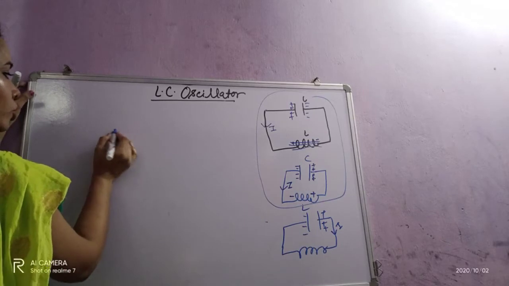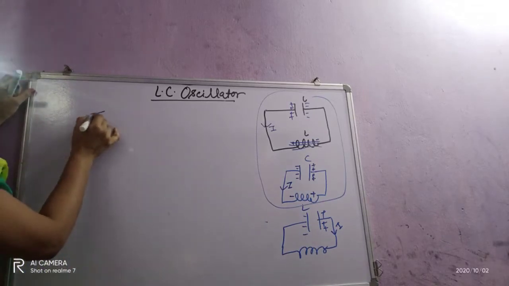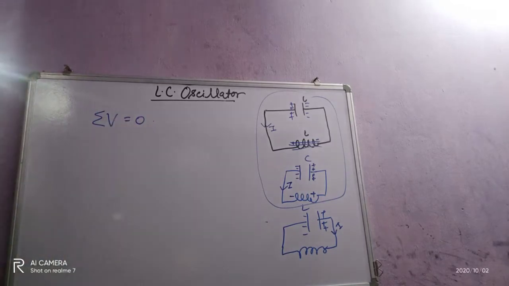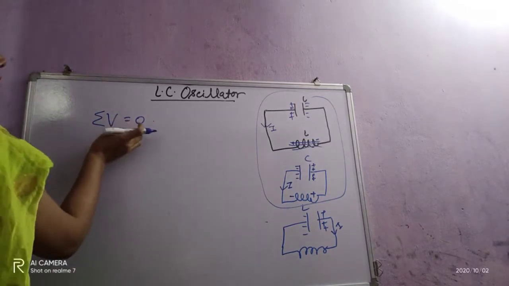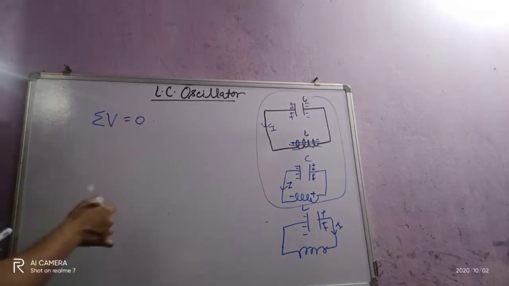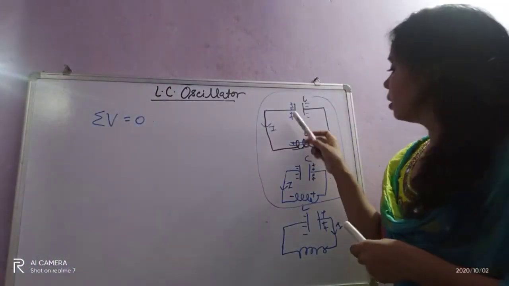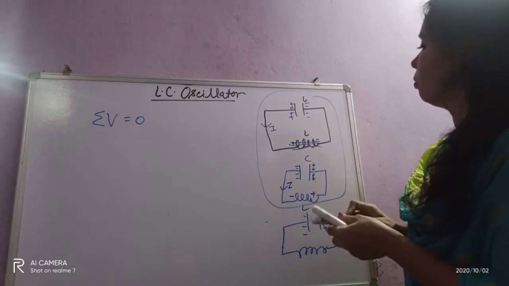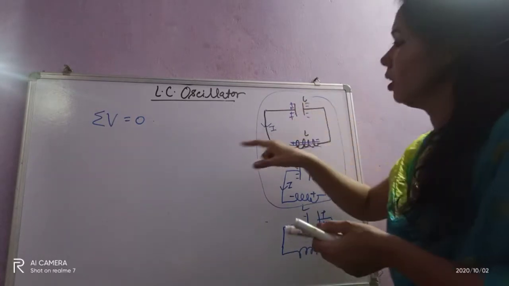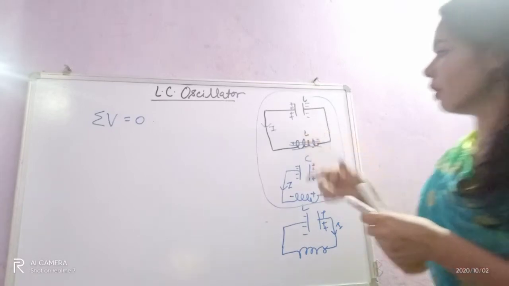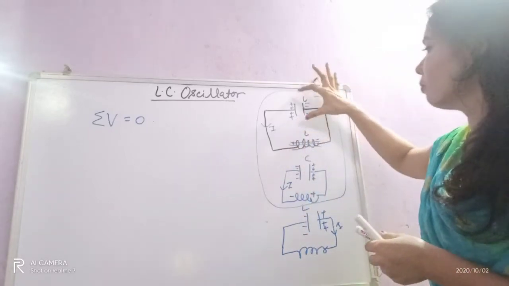You know by Kirchhoff's second law, the sum of all potential is equal to 0. It states that the sum of all potential for a closed loop equals 0. So for this closed loop, we will find the sum of all potential, and that must be equal to 0 by Kirchhoff's law. So let's find out.